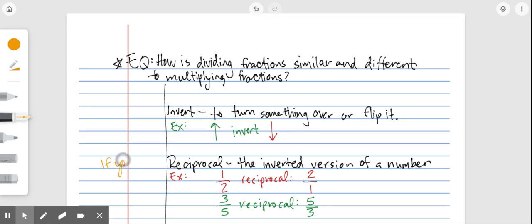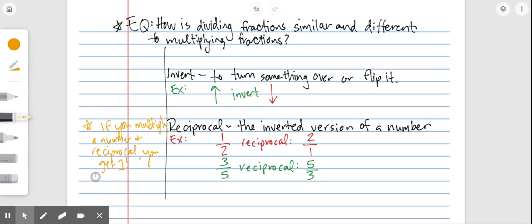If you multiply a number and its reciprocal, you get 1. Okay, this is a really important and cool piece of information. So for example, if I take 1/2 and I multiply it by 2/1, 1 times 2 is 2, and 2 times 1 is 2, which is 2/2, which is the same as 1. Because remember, 1 is any time that I have the same numerator as I have a denominator.